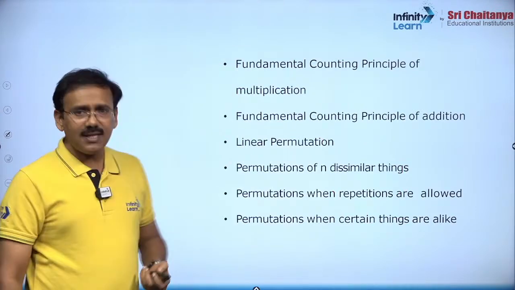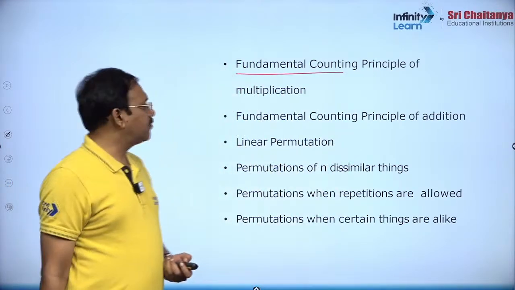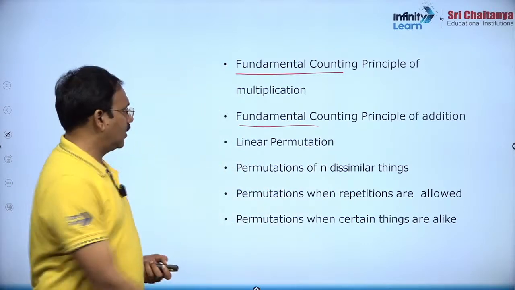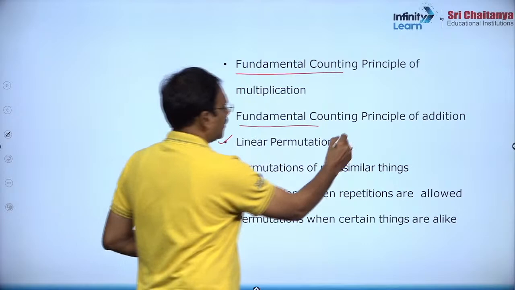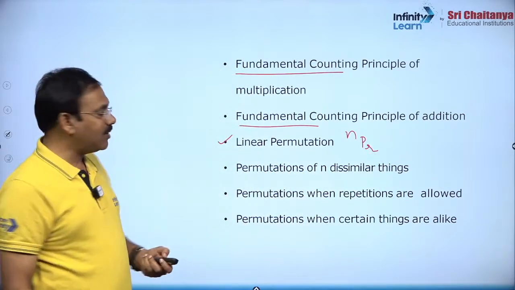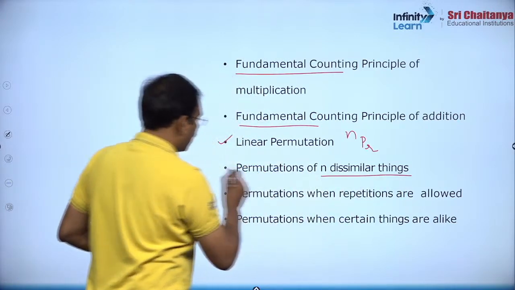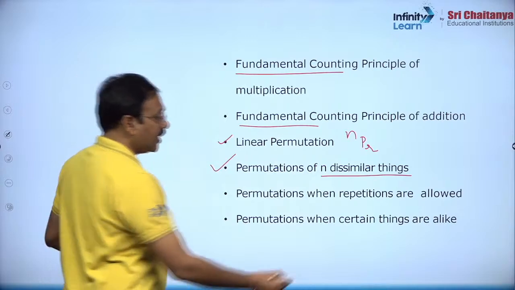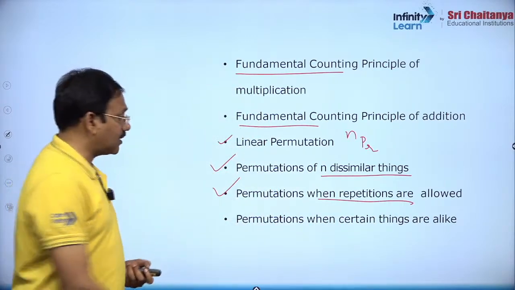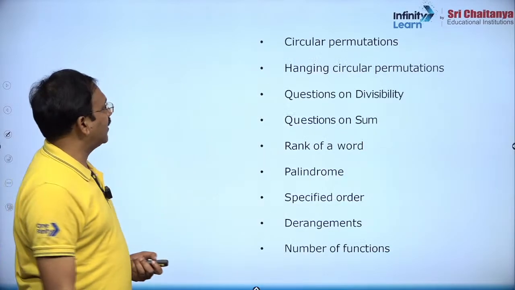So in this way, we have recalled the fundamental counting principle of multiplication, the fundamental counting principle of addition, and linear permutation, simply nPr. In this there are certain limitations. If certain things are similar, we have seen how to handle. If repetitions are allowed, we have seen how to handle. When certain things are alike also, we have seen.